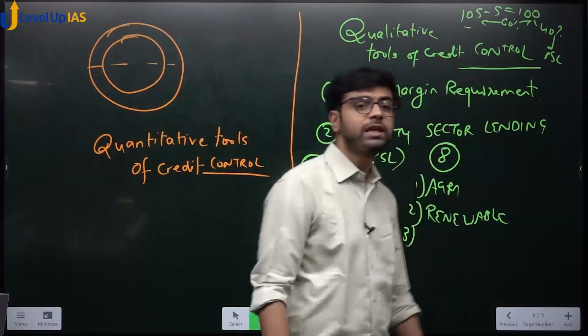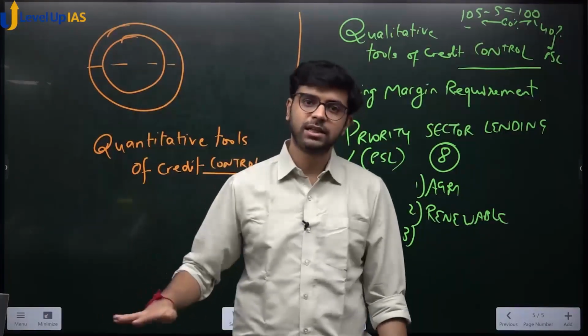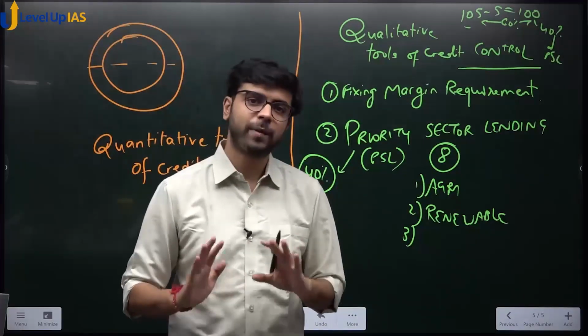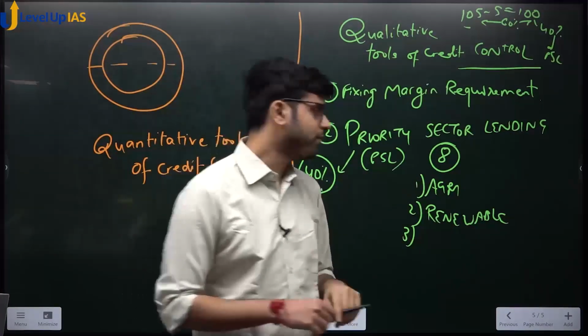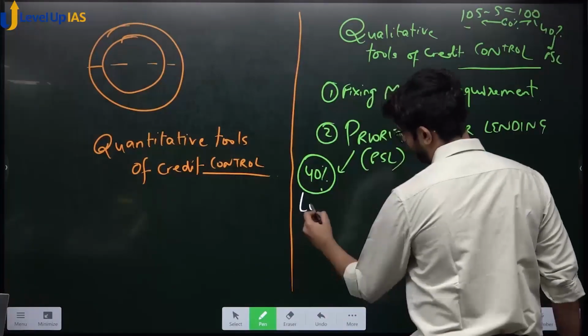Samjha ye? So this 100, what is it? It is remaining after CRR SLR, yes or no? Can I say they are the loanable funds of the bank? So these are loanable funds, yes or no?